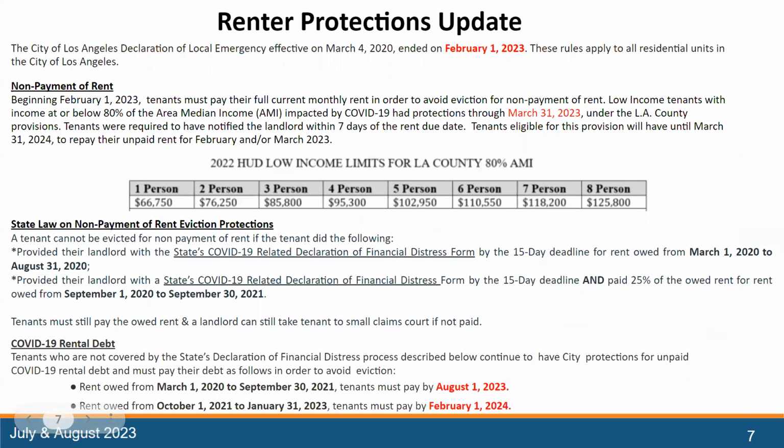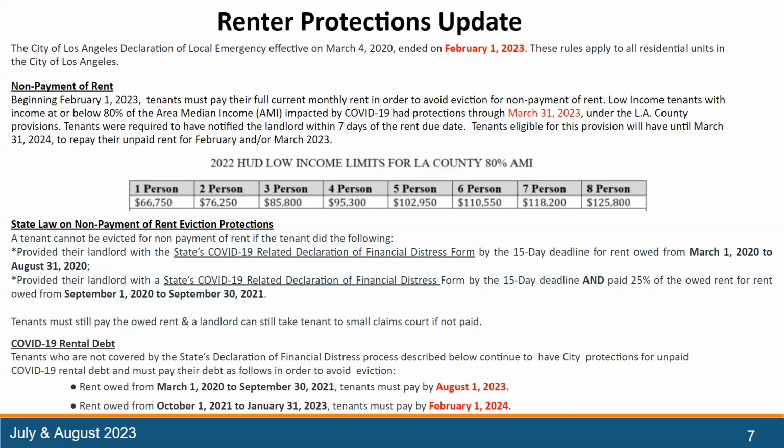The City of Los Angeles declaration of local emergency, effective on March 4, 2020, ended on February 1st, 2023. These rules apply for all residential units of the City of Los Angeles. Beginning February 1st, 2023, tenants must pay their full current monthly rent in order to avoid eviction for non-payment of rent. Low-income tenants with income at or below 80% of the AMI impacted by COVID-19 continue to have protections through March 31st, 2023. Tenants must have notified their landlord within 7 days of the rent due date. Tenants eligible for this provision have until February and/or March 2024 to repay their unpaid rent.